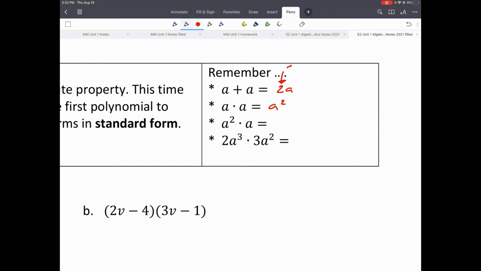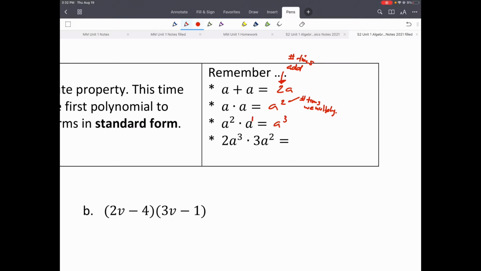So this is the number of times we add, and this is like the number of times we multiply. I can write that. That does not look well. All right, so anyways, if we want to do a squared times a, well, again, we have 2 a's, and we're going to multiply it by another a. We end up getting a to the third.